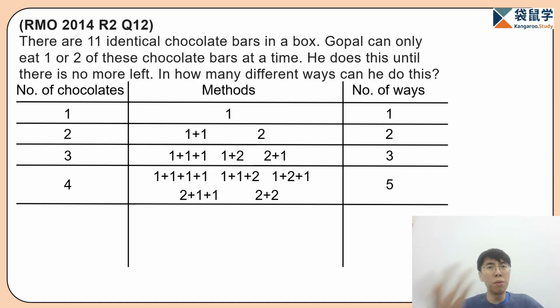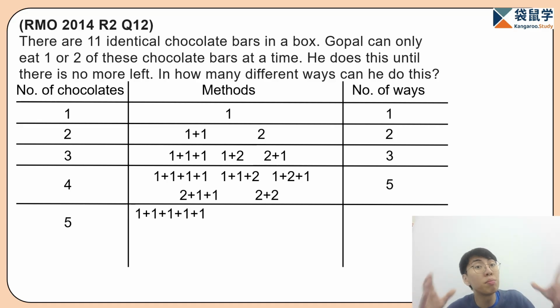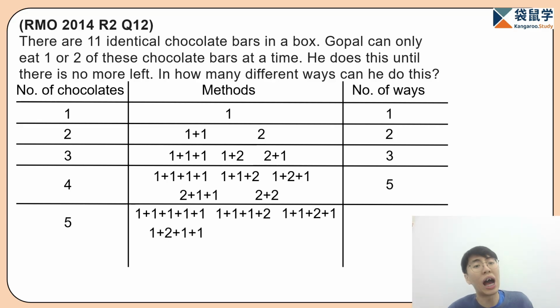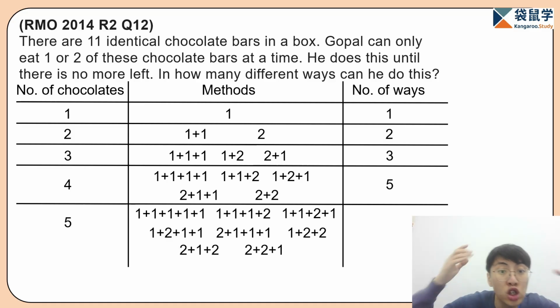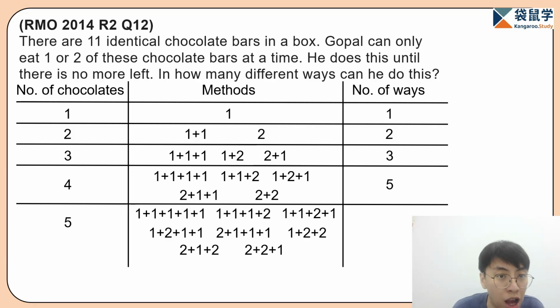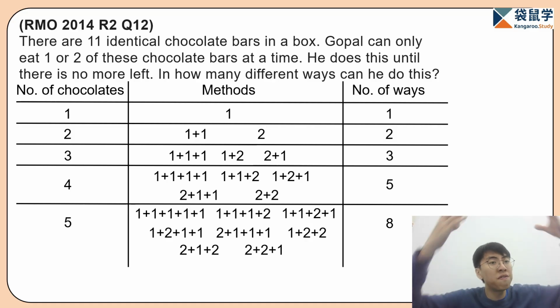What about if now he has 5 chocolates? Then we have to list all of them down. 1 plus 1 plus 1 plus 1 plus 1, or maybe 1 plus 1 plus 1 plus 2, and so on. That's so many ways. If we are able to list all of them down, we know that there are a total of 8 different ways.